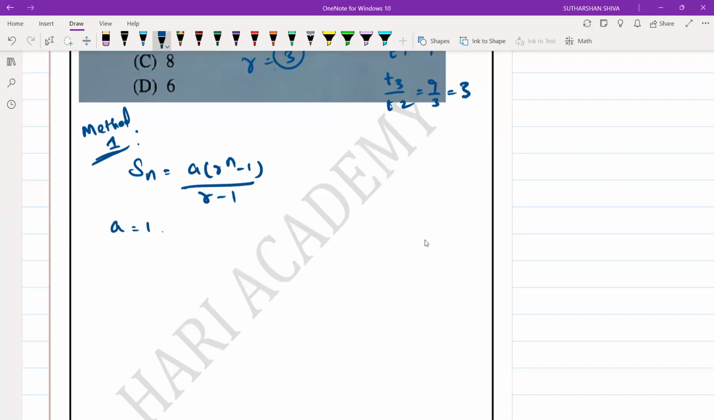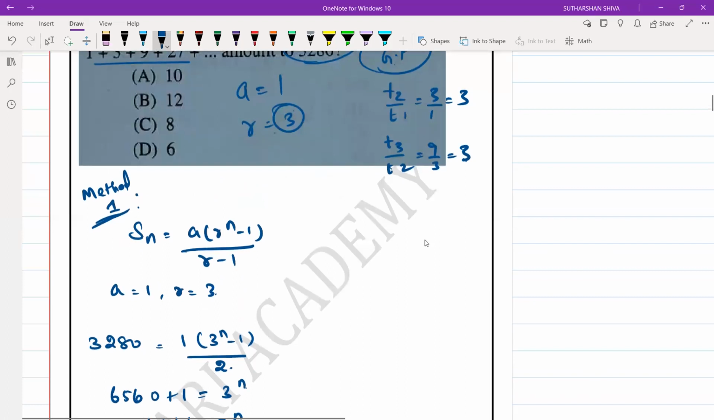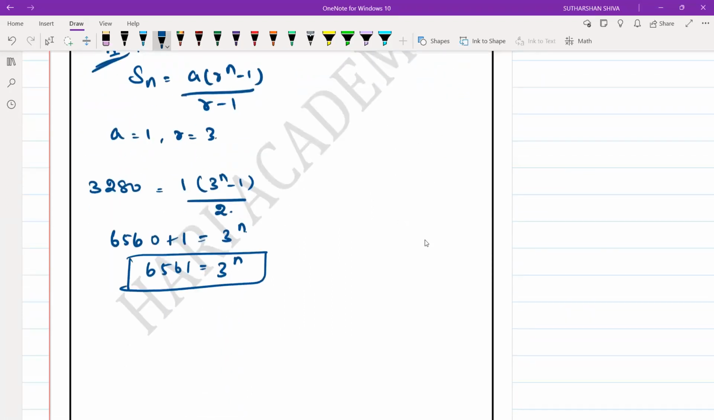So A is equal to 1, R is equal to 3. Then Sn they have given, I'm just substituting: 3280 is equal to 1 times (3 power n minus 1) divided by 2. Now if you cross multiply, it will become 3280 multiplied by 2, which is 6560, and this minus 1 will come to this side, plus 1, is equal to 3 power n. Now it becomes 6561 is equal to 3 power n. Now I will go with the option checking method.